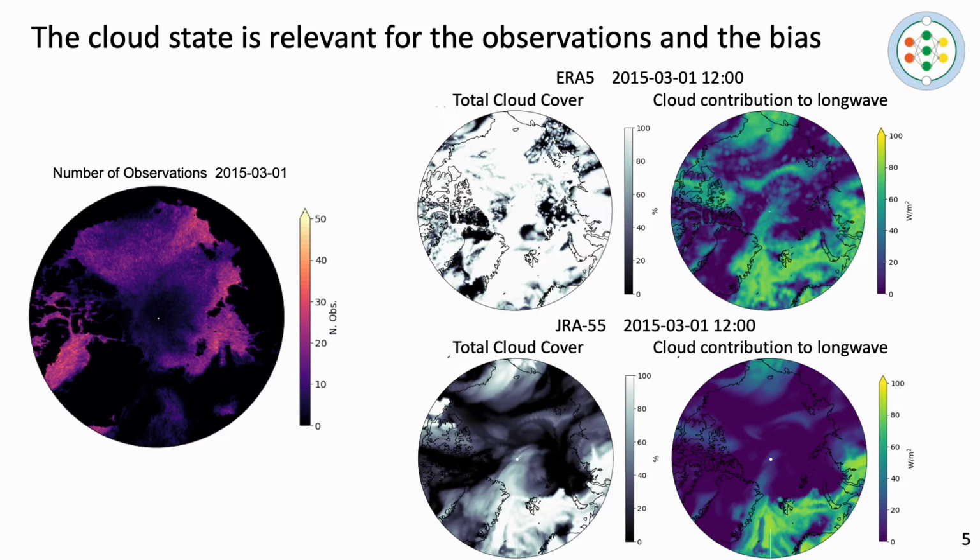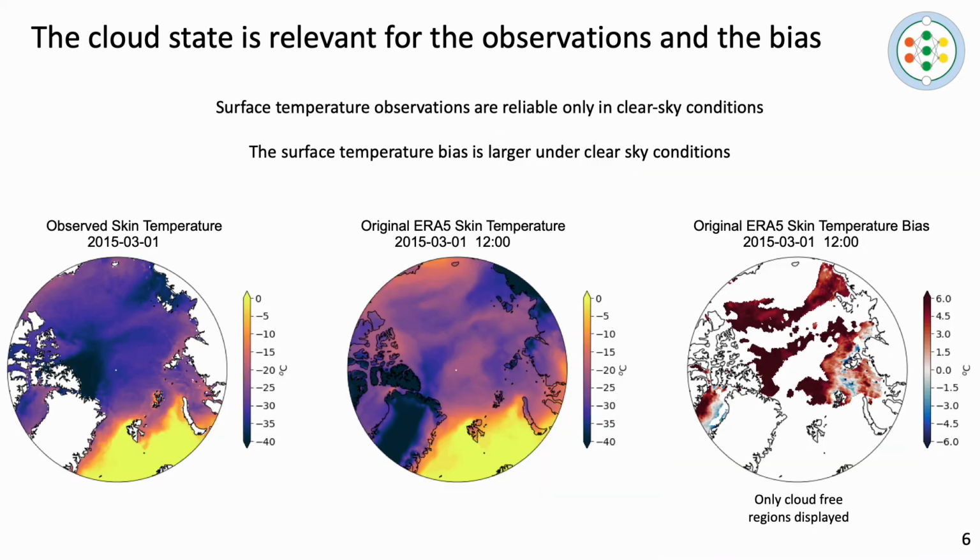On the other side, on GRA55, we get quite good indications about the cloud state from the total cloud cover variable, but the cloud contribution to long wave is much less clear over the Arctic Ocean compared to the ERA5 case. So now if we briefly go back to the comparison that I showed before, we see that it's more meaningful to compare reanalysis with observations only in clear sky regions, as shown in this map.